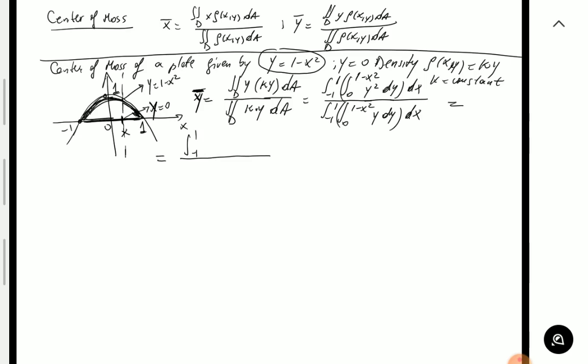Alright, moving along, the antiderivative is y cubed over 3 with y between 0 and 1 minus x squared. And on the bottom is y squared over 2 between 0 and 1 minus x squared for y, dx.